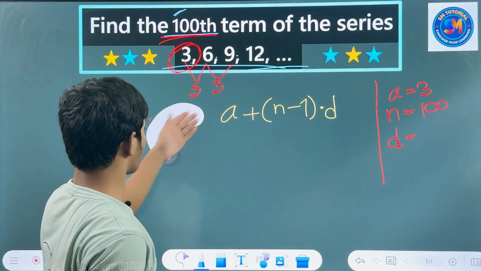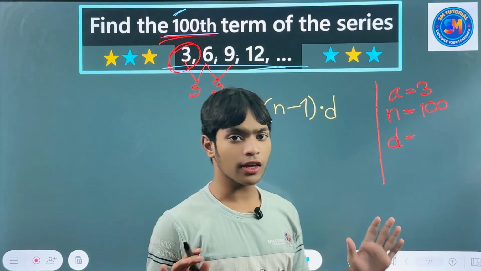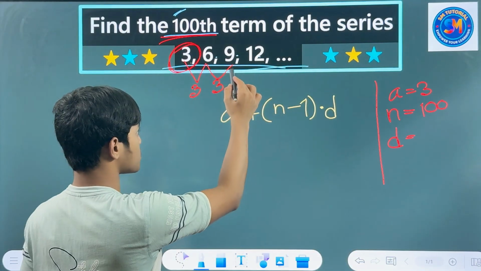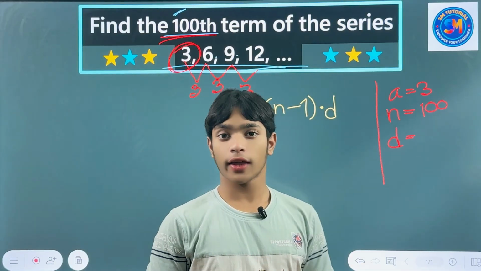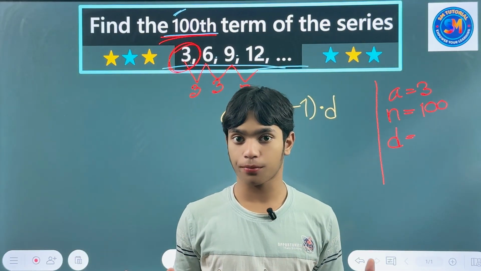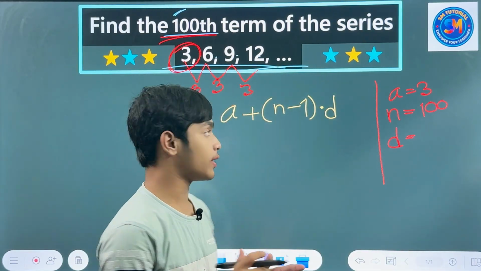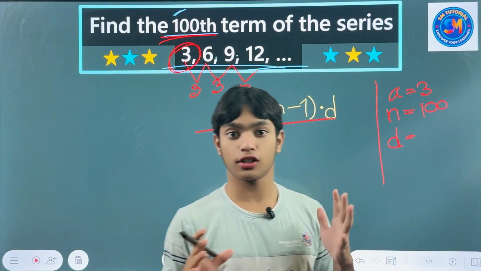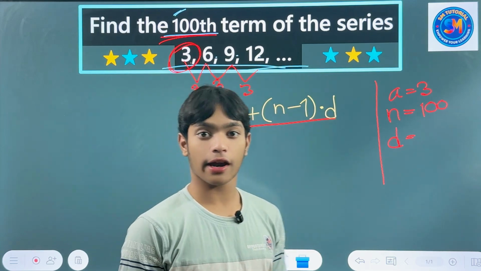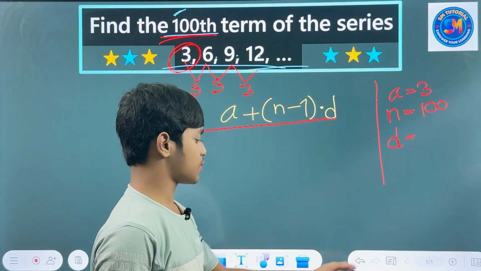So these are mainly the differences. Just look here, the difference is 3 everywhere, so that means we understand that this is an arithmetic series. And of course, wait, this formula is just for arithmetic series, not for geometric series. When you see an arithmetic series, you can use this.